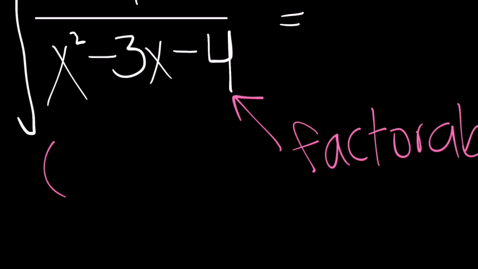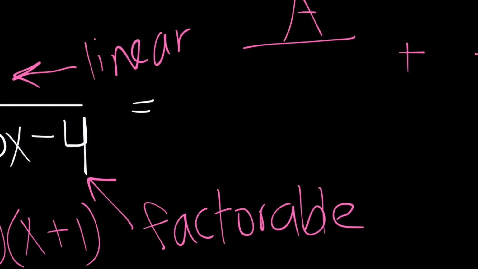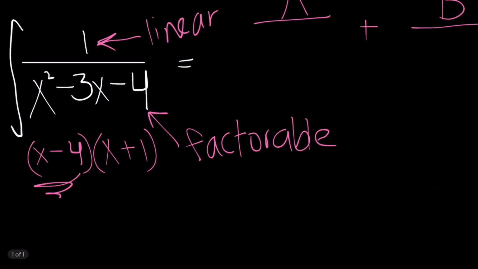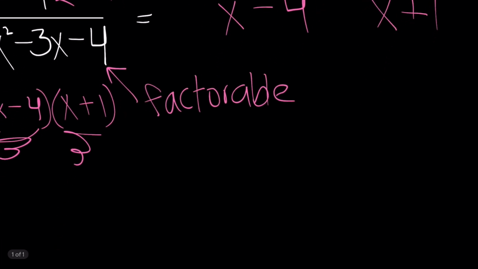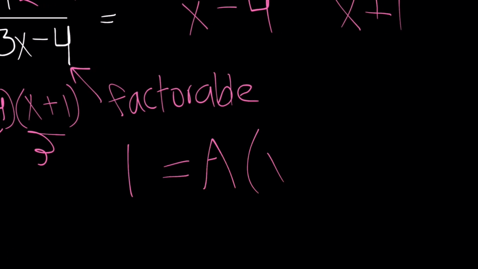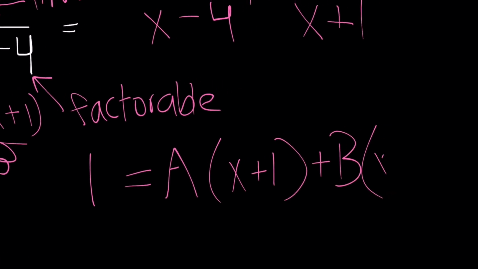Next, I'm going to factor x squared minus 3x minus 4, and that will give me x minus 4 and x plus 1. So now I'm just going to assign this as A and this for B. I'm going to write x minus 4 under A and x plus 1 under B. Now we will be solving for A and B. So we're going to multiply through the original denominator like this. 1 is going to be equal to A times x plus 1 plus B times x minus 4.